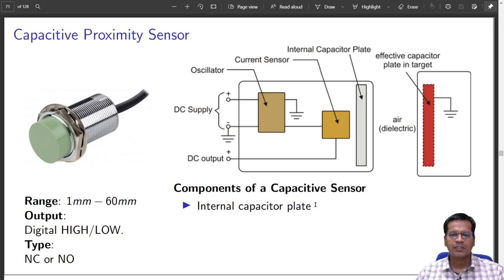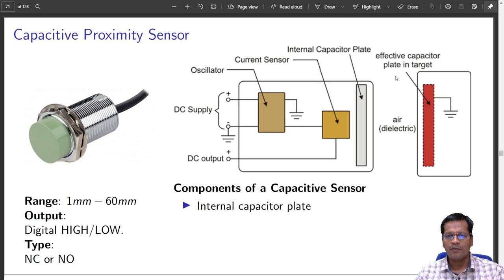The component of a capacitive sensor is an internal plate. A capacitor plate is there. Got it? What looks like a plate, you see, this is the DC supply and an oscillator. This time you have a dedicated oscillator that is giving you some oscillation. That is the current sensor you have. So that oscillation is passed through this current sensor, and you check the DC output over here all the time.